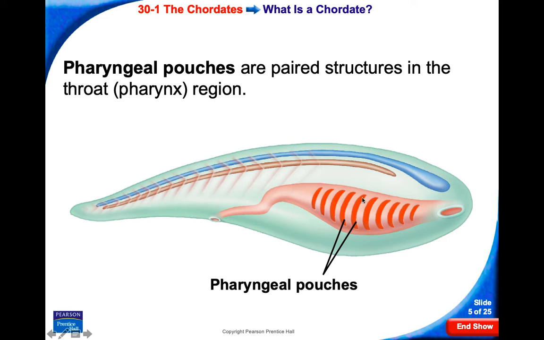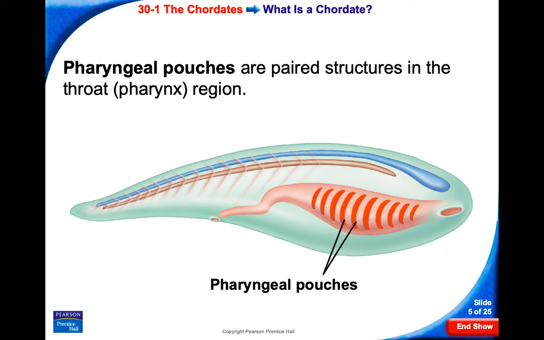Okay, these right here are pharyngeal pouches, and these are paired structures around the throat or pharynx region. Remember, the pharynx is kind of just like the entrance is the mouth, and just past the mouth would be the pharynx region.